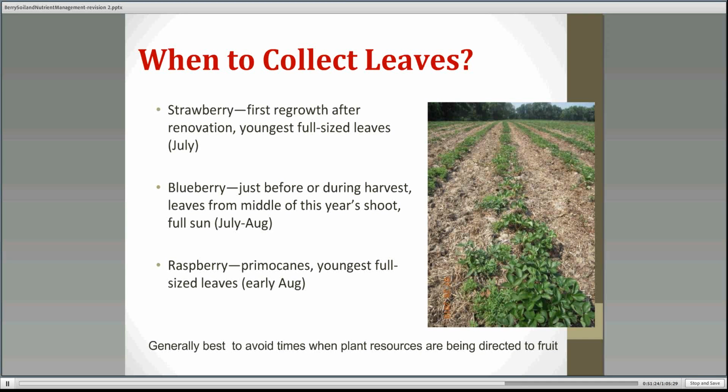One of the things that you want to remember, though, is that it's best to avoid collecting leaves when the plant resources are all being directed fully to fruit, because in a lot of instances those levels can fluctuate, and there may be sufficient nutrients in the soil, for example, but the leaves may show a deficiency. This is particularly true of potassium. So you want to be sure to try to collect when the plants aren't under a heavy fruit load. That's not always possible, but try to avoid that whenever you can.